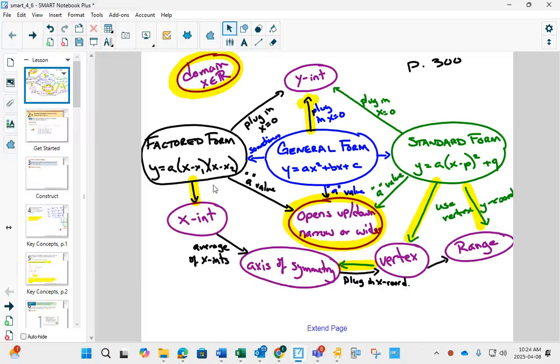Okay, so on page 300, you can write this down. The domain is off to the side because the domain of a parabola is everything. It doesn't matter what form they give you. That's the answer. That's super easy. Most of the time, you start in general form.